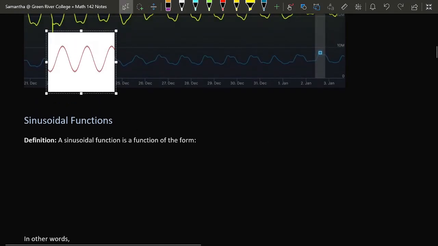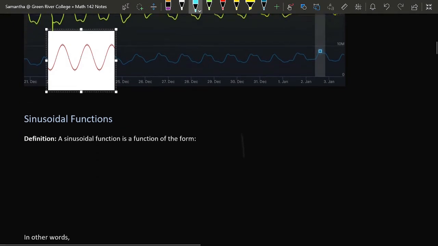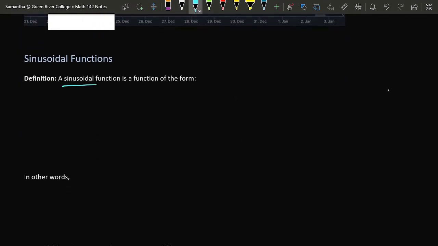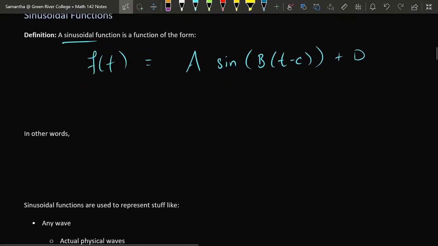So the official mathematical terminology for an altered, transformed sine function is sinusoidal, sort of sine-ish, sine-like. A sinusoidal function is a function of the form sine, except maybe you multiplied on the outside by a number, maybe you multiplied on the inside by a number, maybe you added or subtracted something from the input, maybe you added or subtracted something from the output. In other words, a sinusoidal function is a transformation of the basic sine function.